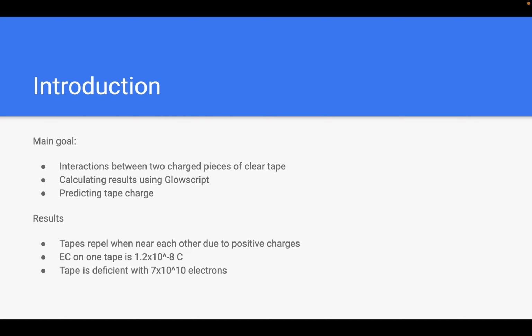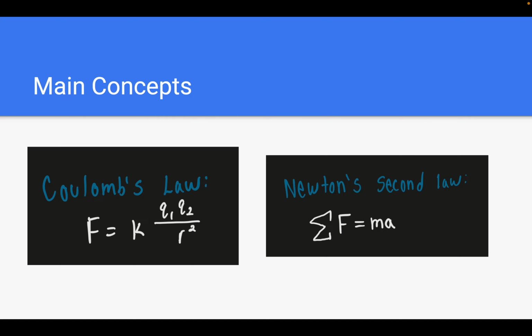The electric charge on one tape was going to be 1.2 times 10 to the power of negative 8 coulomb, and the tape is deficient with 7 times 10 to the power of 10 electrons. So the main concepts we need to know to do this actual lab is Coulomb's law, which is force is equal to K times Q1, Q2 divided by R squared, and Newton's second law, which is F is equal to ma.